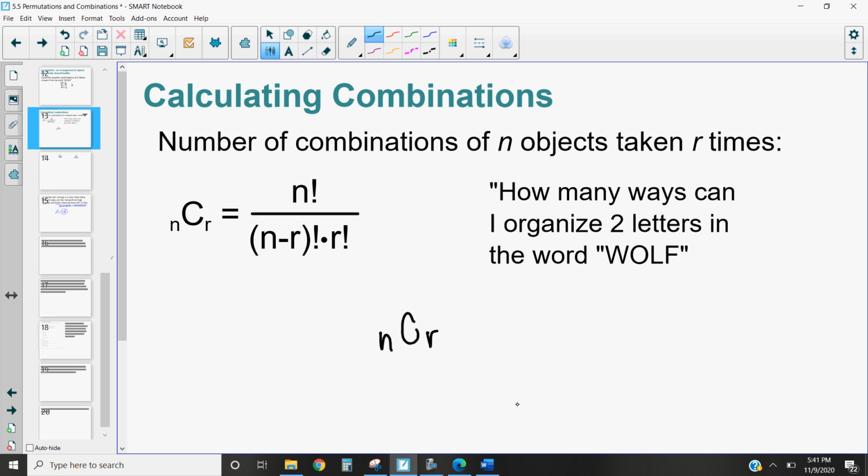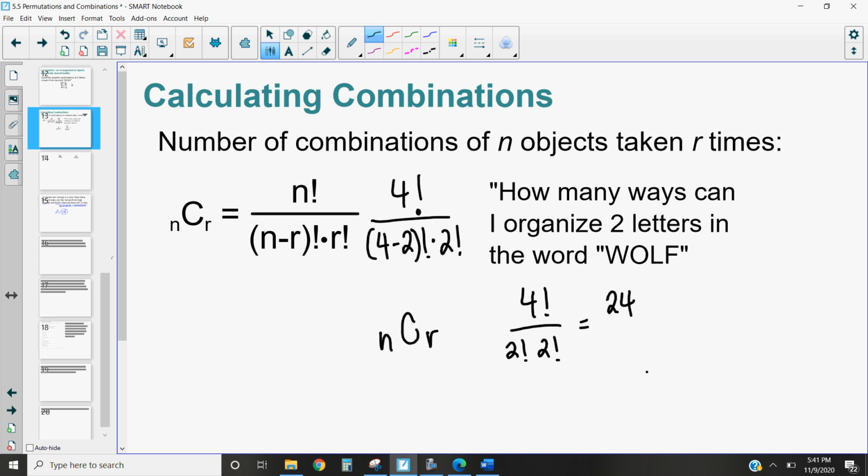Now, how I calculate what that is, we can use that function in our calculator, but really what we're doing in our calculator is we're doing n factorial, or the number of objects that we have. So in this case, for our example, 4, over 4 minus the amount we're choosing, which in this case is 2 factorial, times that number we're choosing factorial. So this one comes out to be 4 factorial over 2 factorial times 2 factorial. Well, 4 factorial is 24, divided by 2 factorial, which is 2, times 2 factorial, which is 2, and 24 divided by 4 equals 6. So we can get that.